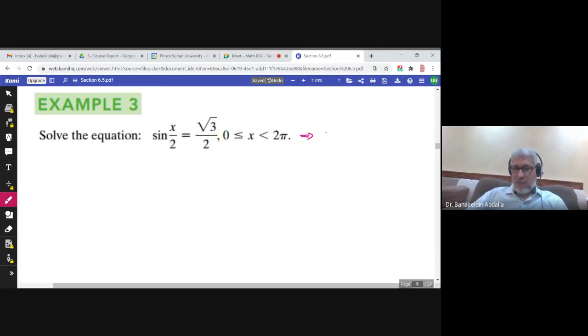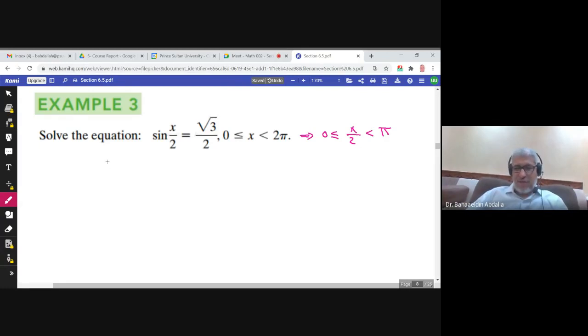0 divided by 2 is 0. X divided by 2 is x over 2. 2 pi divided by 2 is pi. So you need the values of x over 2 to be between 0 and pi. That's half revolution.